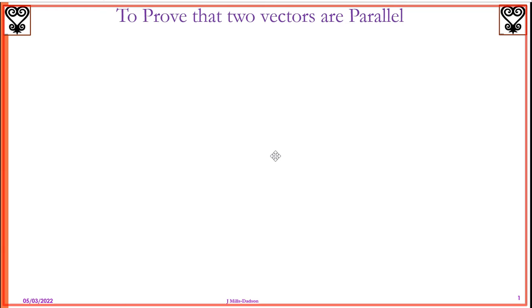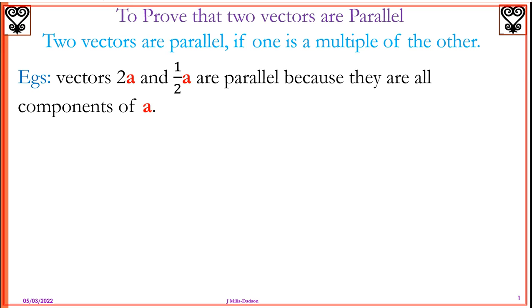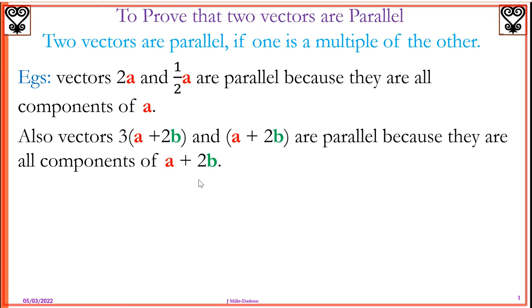Lesson 3 on vectors. Prove that two vectors are parallel. Two vectors are parallel if one is a multiple of the other. In an example, we can say 2a and half a are parallel because they are all components of a, and you can see that 2 is a multiple of half. Also, 3(a + 2b) and a + 2b are parallel because they are all vectors made of a + 2b, and 3 is a multiple of 1.